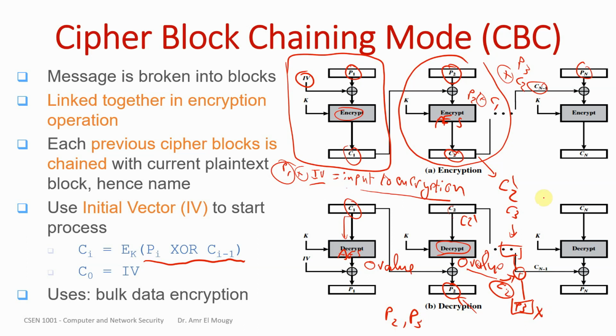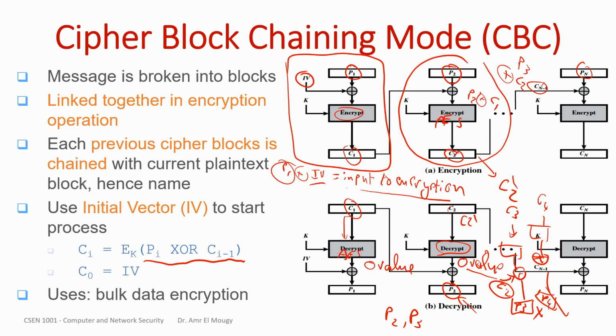What about actually P4? So if you have C4, now I'm assuming here that the error only occurred in C2. So C3 is received without error, C4 is received without error. So C4 is received, it is decrypted, and you XOR the output with C3. Because C3 was not received with errors, the output, which is P4, will be okay.